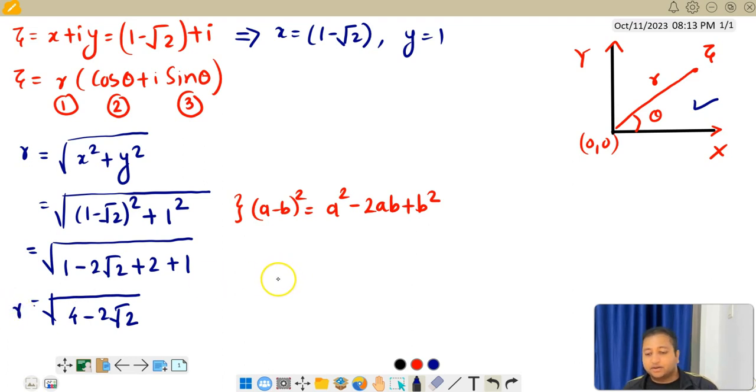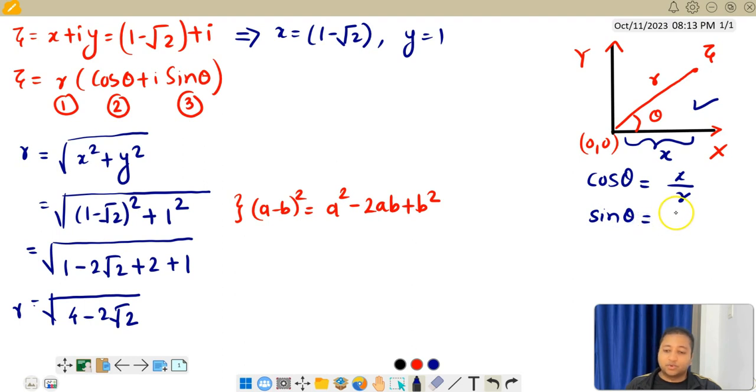Now we have been able to find the first item. We need to find the second and third ones, which are cos theta and sine theta. Let us come back to the figure which I have drawn. Using the trigonometric functions, I can write cos theta as adjacent upon the hypotenuse. The adjacent is x, so cos theta is x upon the hypotenuse r. For sine theta, that is opposite upon the hypotenuse. The side opposite to theta is y, so sine theta is y upon the hypotenuse r.